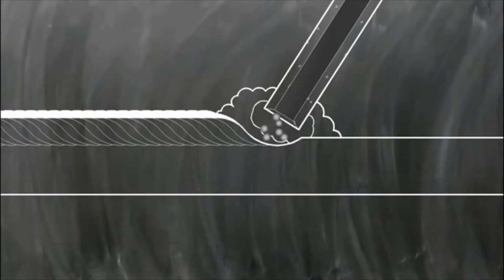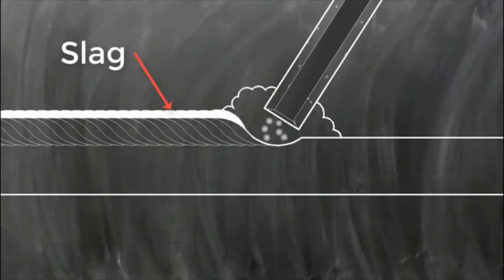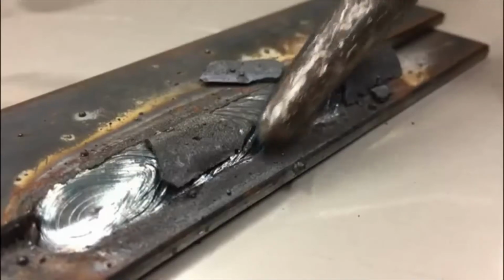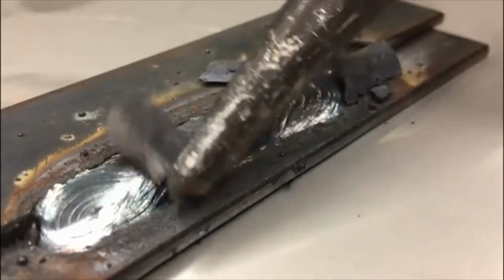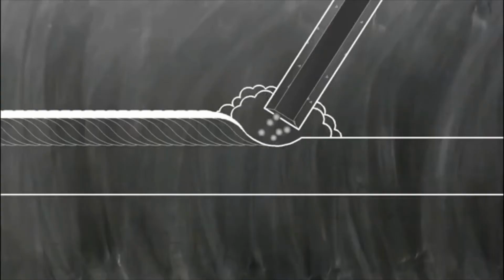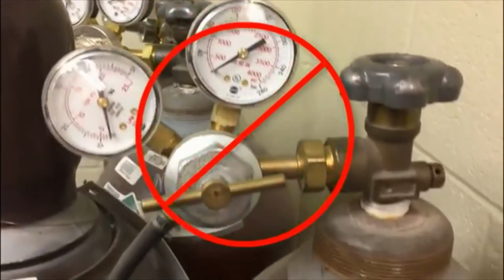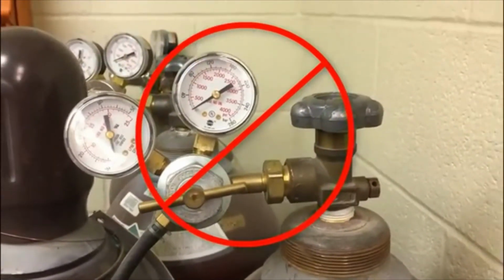The remaining covering melts and covers the molten weld pool with a protective slag layer. This slag layer protects and helps shape the weld as it solidifies, but it must be removed when the weld is cool. Since the gases generated by the flux covering are able to completely protect the molten weld, there is no need for other shielding equipment such as high-pressure gas cylinders, regulators, or hoses.